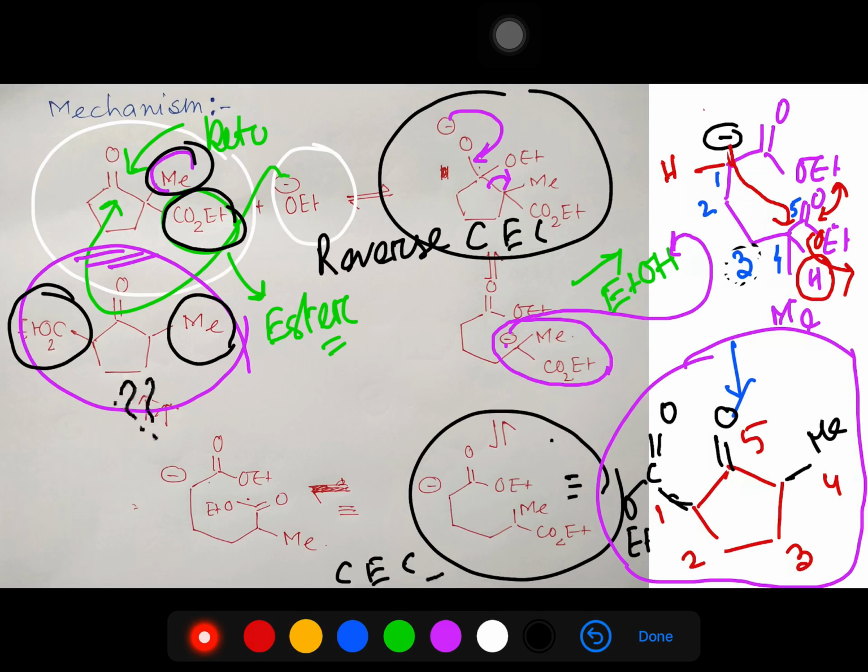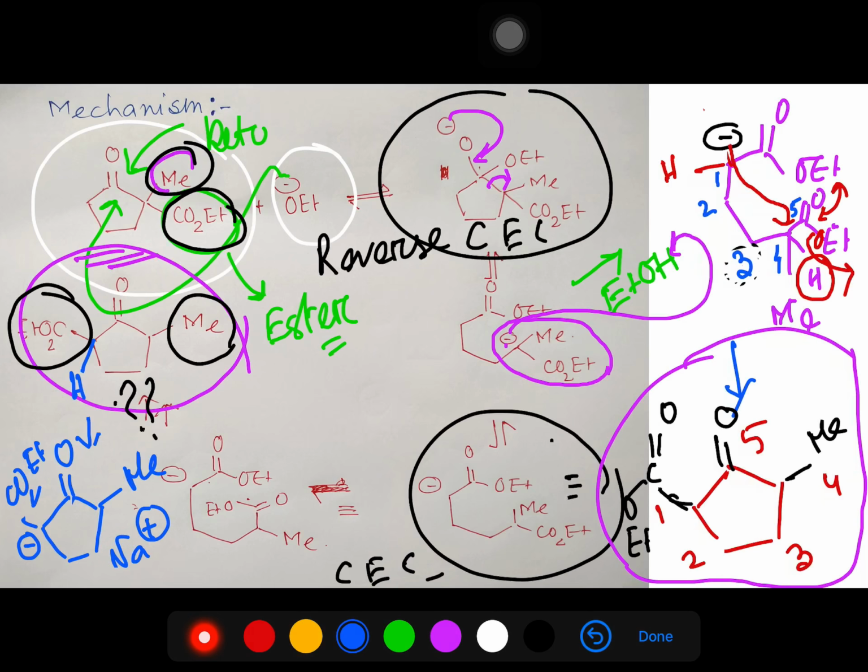Okay, this irreversibility is achieved because, see, there is another proton. Actually the reaction doesn't stop here. The reaction stops at this stage, means see, double bond O, this is Me, this is CO2Et, and here a carbanion, and since we have used sodium ethoxide, it's a sodium salt.